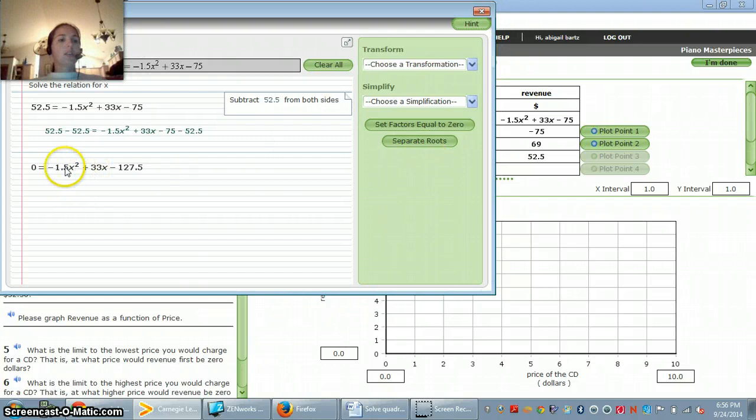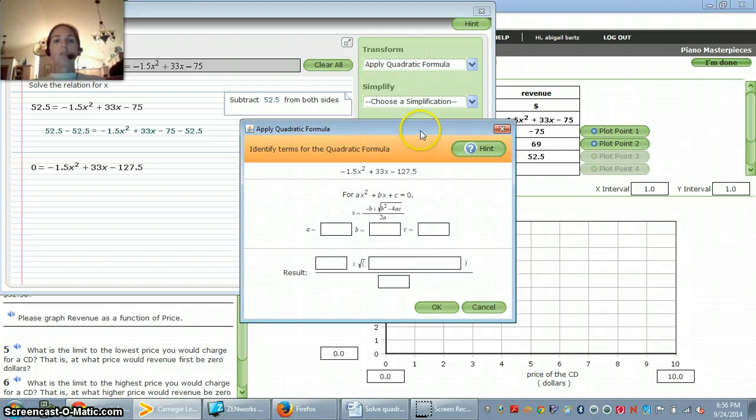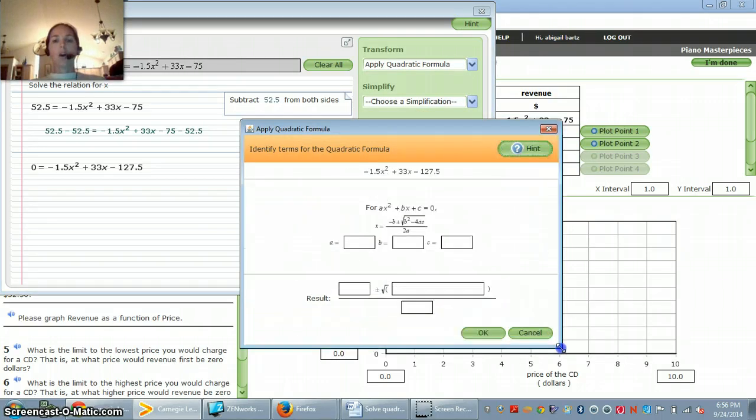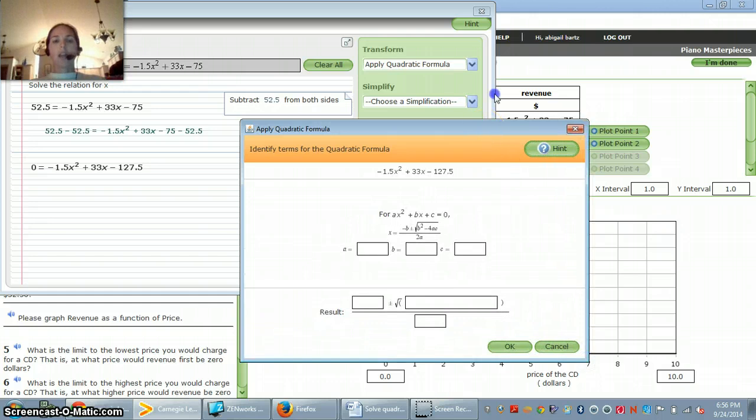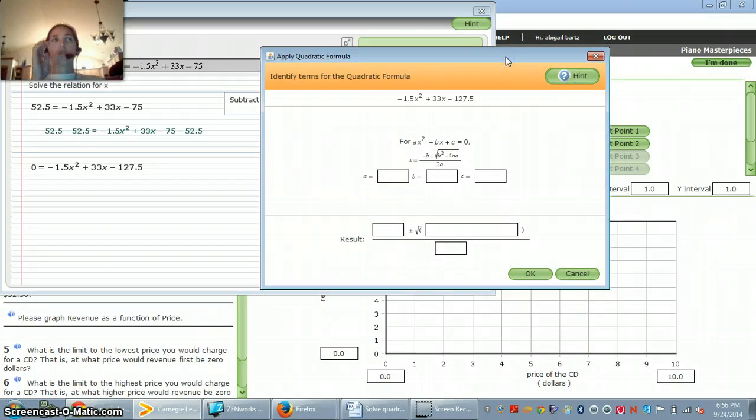From here, this is now a quadratic function, and we learned in Algebra 1 that you can solve quadratic functions by using the quadratic formula. So as soon as you hit the quadratic formula, a new window appears, and again, none of this is penalizing you because you're still trying to figure out what's the lower of the two prices you can charge to make $52.50. And so the quadratic formula makes you look at the standard form of the function, and it gives you the equation that we learned in Algebra 1.